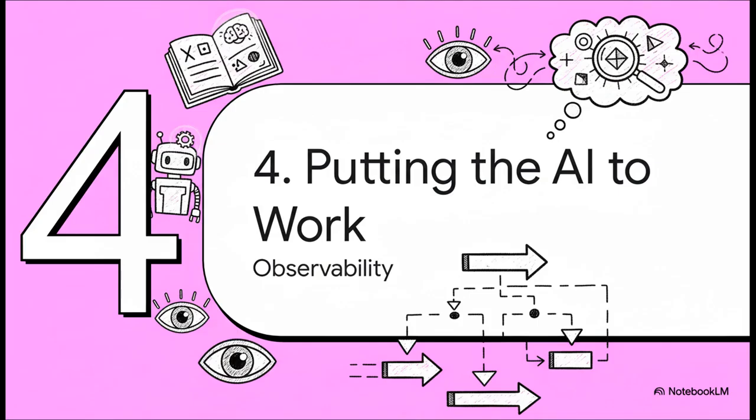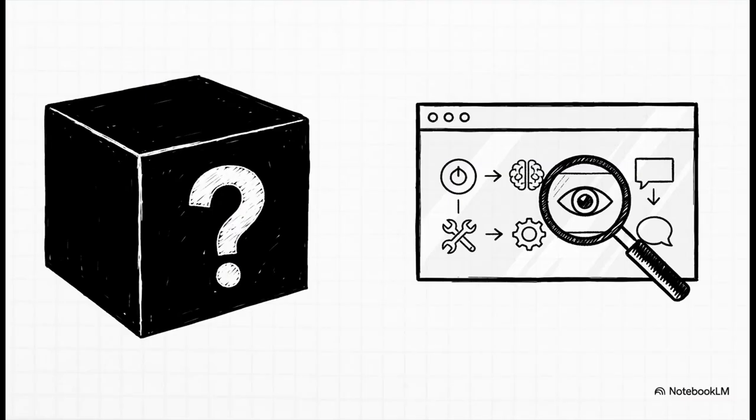But how do we know if it's really following those rules? We kind of need a way to watch it think. This is where this super important concept called observability comes into play. The whole idea is that you should never have a black box handling something this critical.